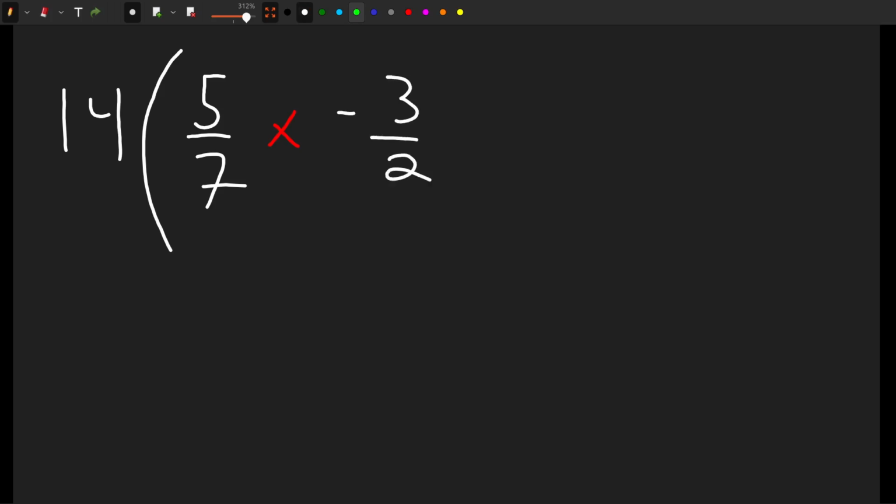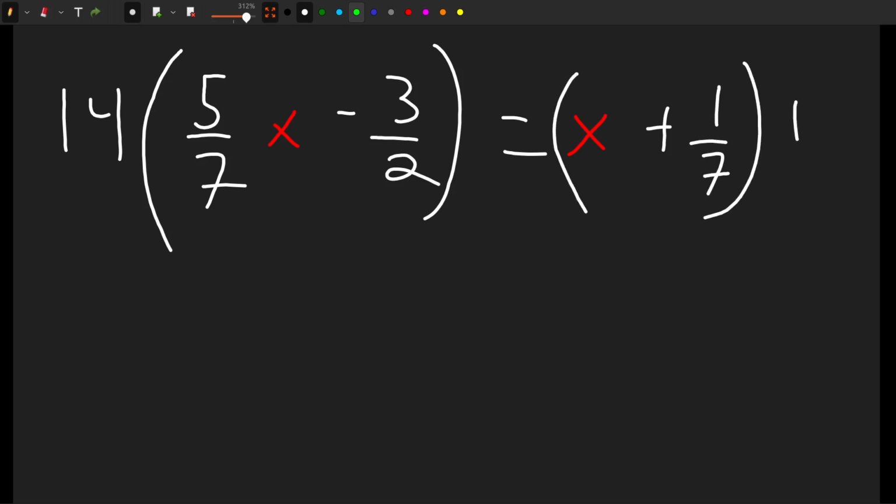So I'm going to get 14 times 5/7 x. Whoops. Need to make sure that's in red. Minus 3/2 is going to be equal to x plus 1/7, and this whole thing is going to be multiplied by 14 also. All right, going to distribute across.